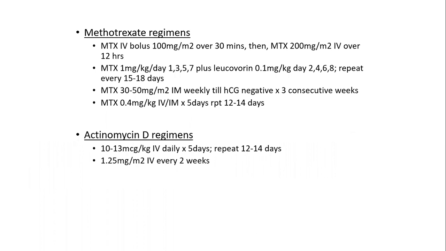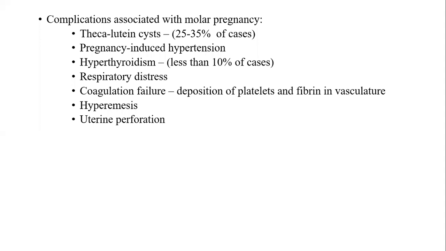So this is how the regimen is usually given, methotrexate and actinomycin D. You can go through them during your own time. And so these are some of the complications associated with molar pregnancies. You can have thecal lutein cyst, pregnancy-induced hypertension, hyperthyroidism, respiratory distress, coagulation failure, hyperemesis, and uterine perforation.